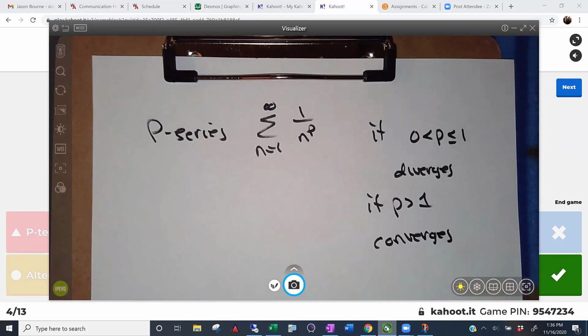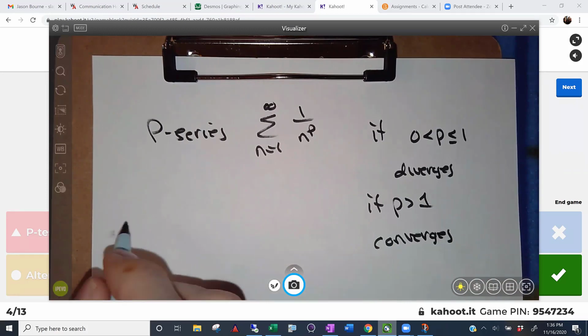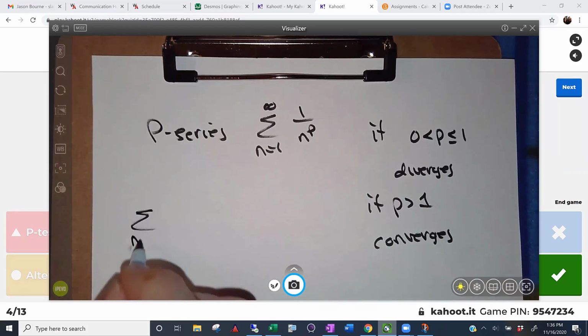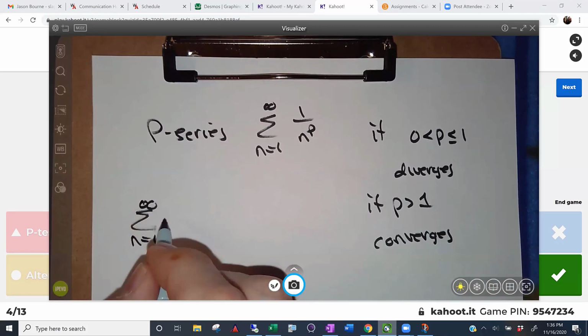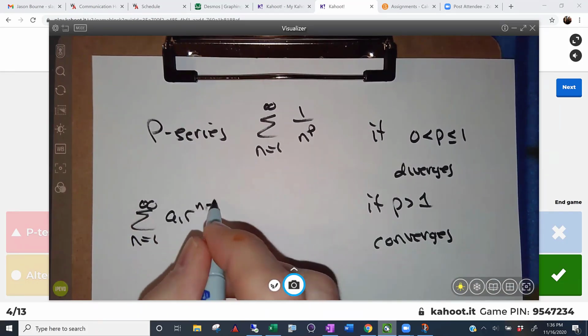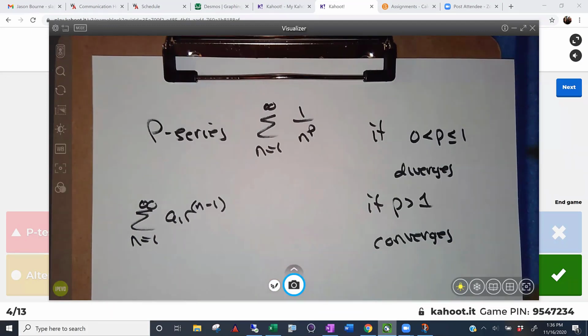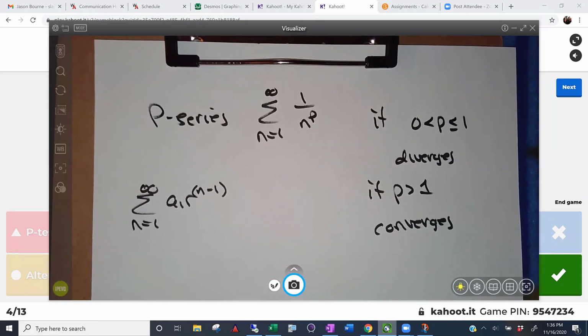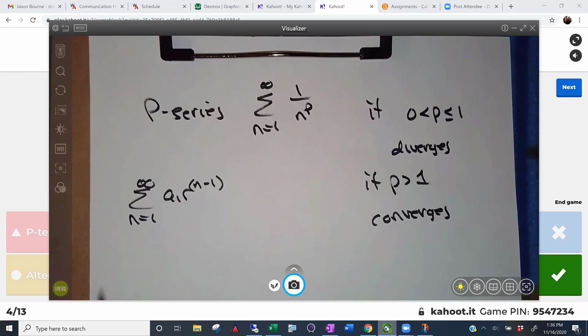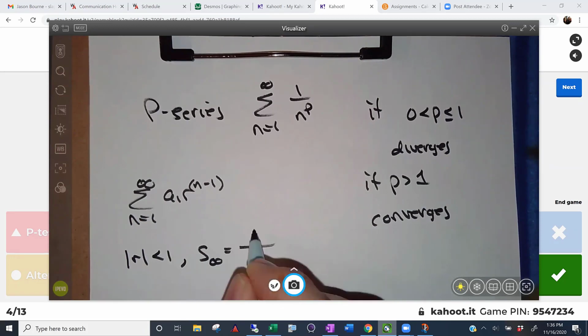So the one we just had was a geometric series. Sum from n equals 1 to infinity of a sub 1 r to the n minus 1. That was the form of your geometric series. And the nice thing about geometric series is that if the absolute value of r is less than 1, then the sum, I'll call it s sub infinity, is a sub 1 over 1 minus r.